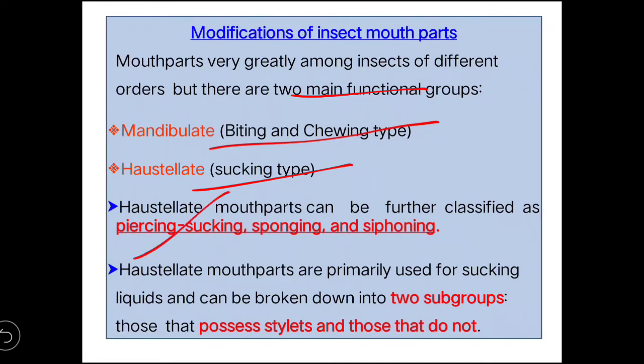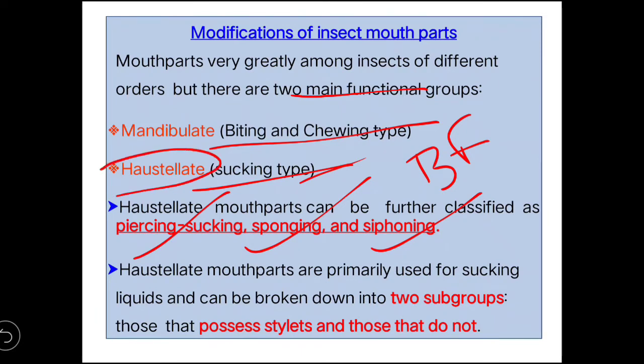For example, in the case of mosquito, they have piercing and sucking type of mouthpart. Then sponging type of mouthpart you will find in housefly. Then siphoning type of mouthpart you will find in butterfly. But they all come under the sucking group or haustellate type of mouthpart group.